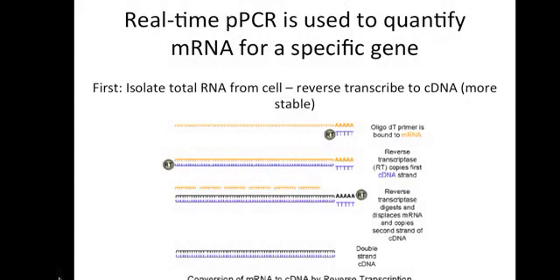So first you isolate all the RNA from your cells, and the purpose of this is just to make it into DNA. RNA, you just don't ever want to work with RNA. It's not very stable, and also DNA polymerase doesn't use RNA as a template. And you use reverse transcriptase to make the cDNA copy of the RNA.